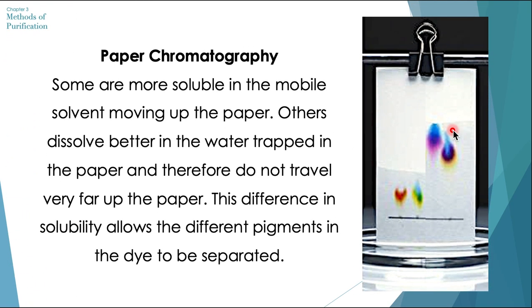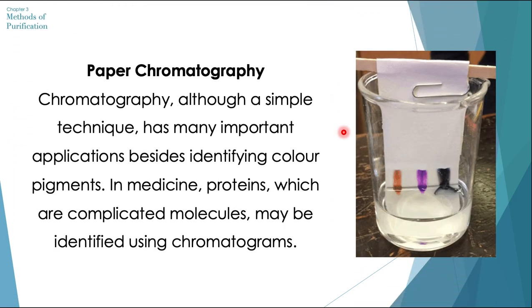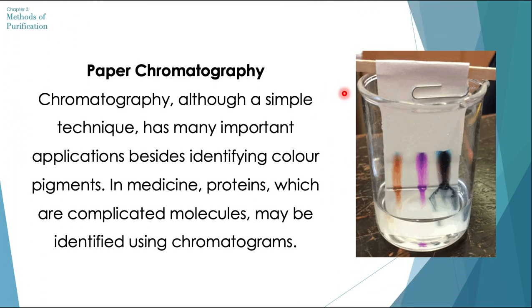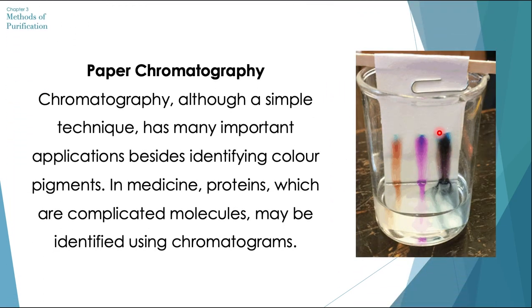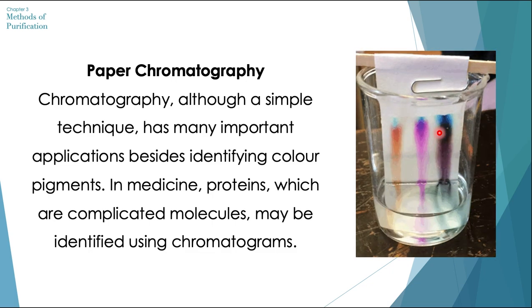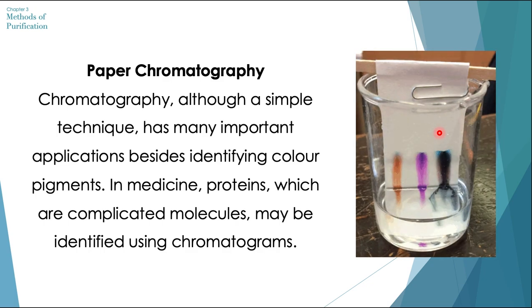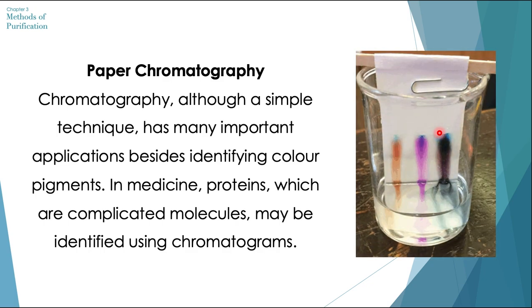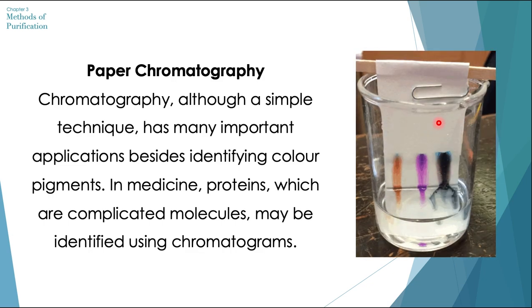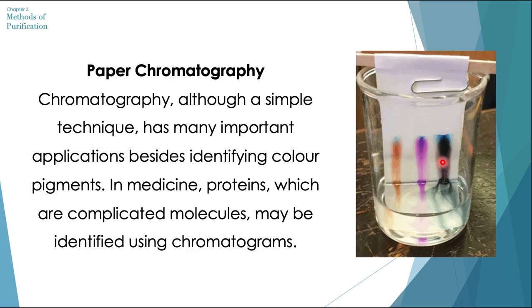So, what happens is that the solutes present in the dye dissolve to different extents. Some are more soluble in the mobile solvent moving up the paper. Others dissolve better in the water trapped in the paper and therefore do not travel very far up the paper. This difference in solubility allows the different pigments in the dye to be separated. So, this is how paper chromatography works.